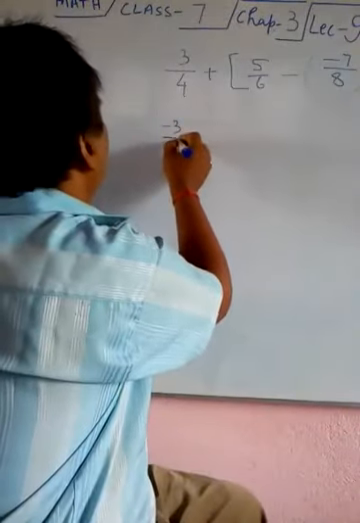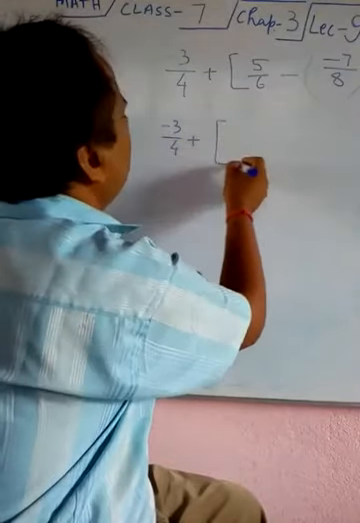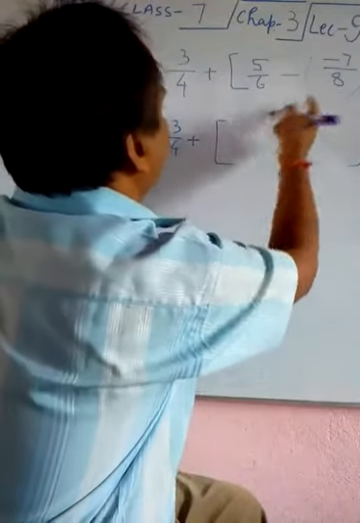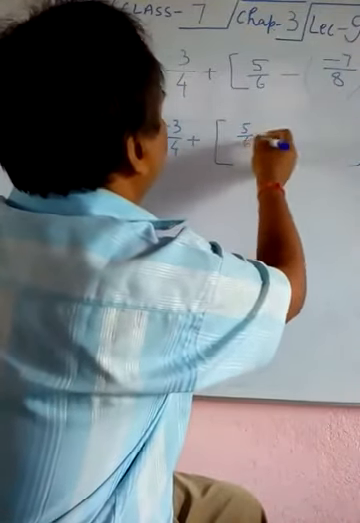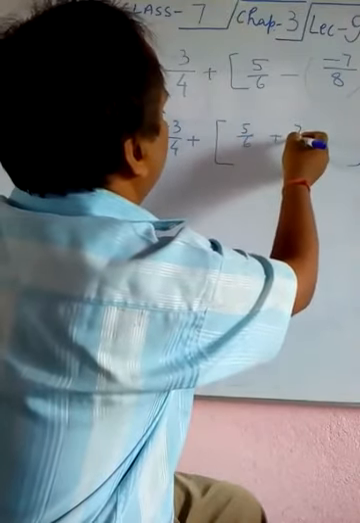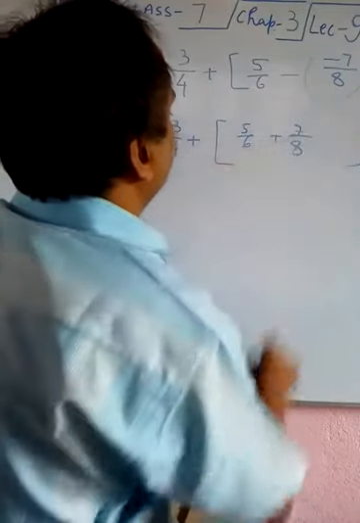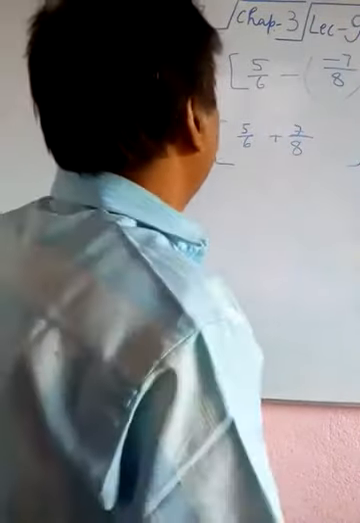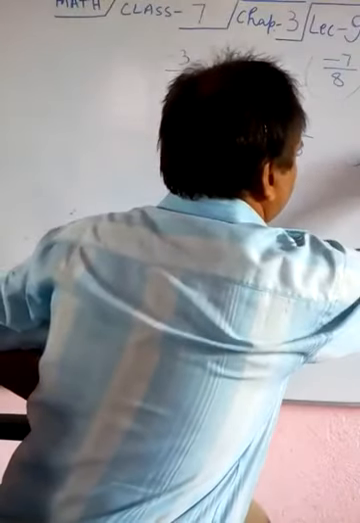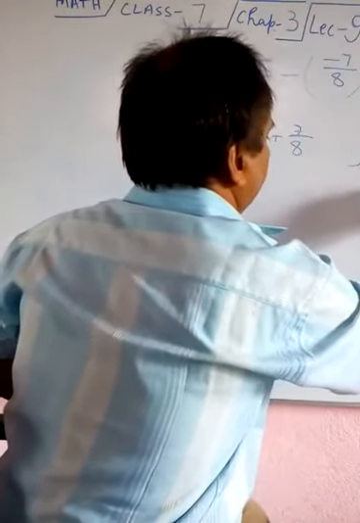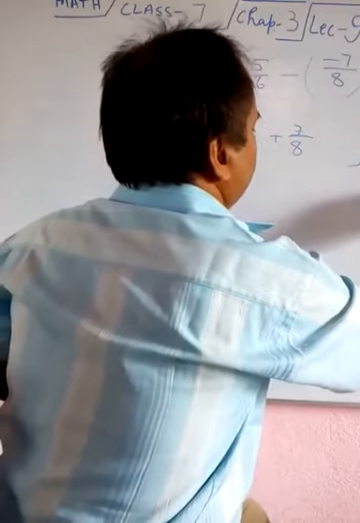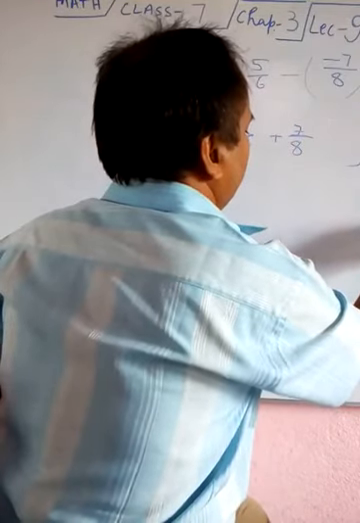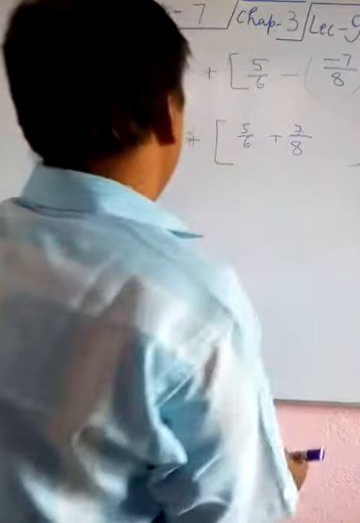First, minus 3 by 4 plus, we have to remove this bracket. Then 5 by 6 plus 7 by 8. So here the 6 side is there and the 8 side is there. So first we will take the LCM of 6 and 8. 6 and 8, 2 times 3 and 4. That is 2 into 3 into 4, 24.